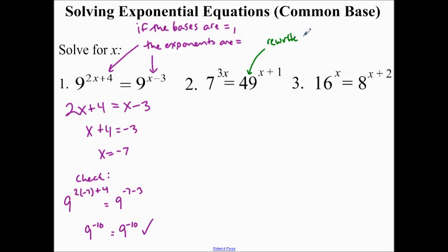We're going to rewrite the 49 with a common base. In other words, how can you represent 49 with a base of 7? So the left side we'll leave alone. 7 to the 3x equals, and I'm going to use a little color coding here. I need to put something in the parentheses in place of 49 that is equal to 49. And of course, that would be 7 squared, right? So 7 squared is equivalent to 49. Therefore, I can substitute it in its place.